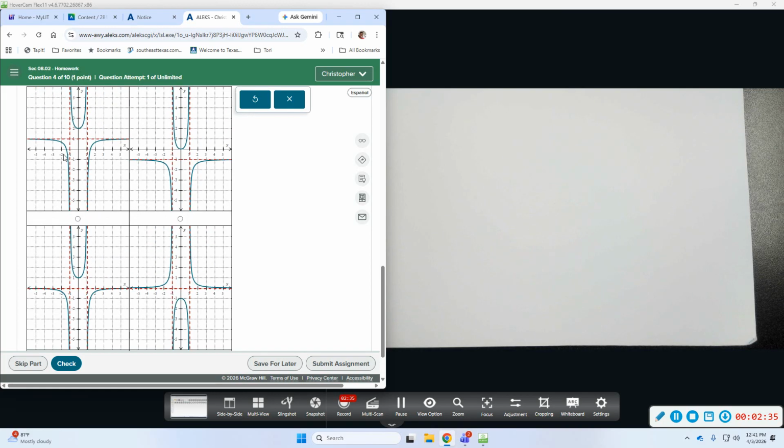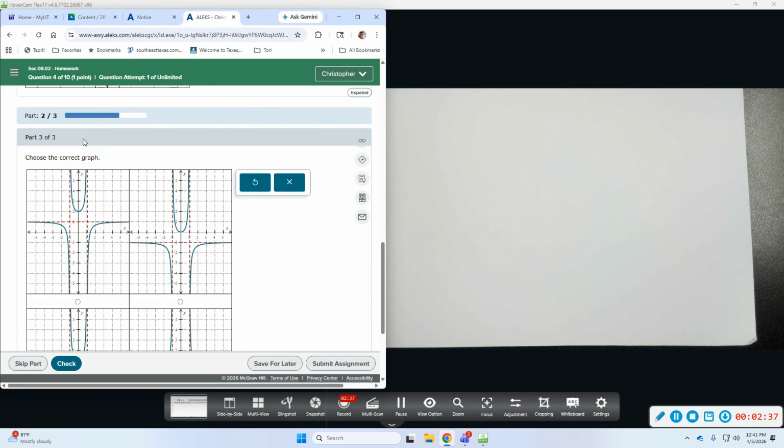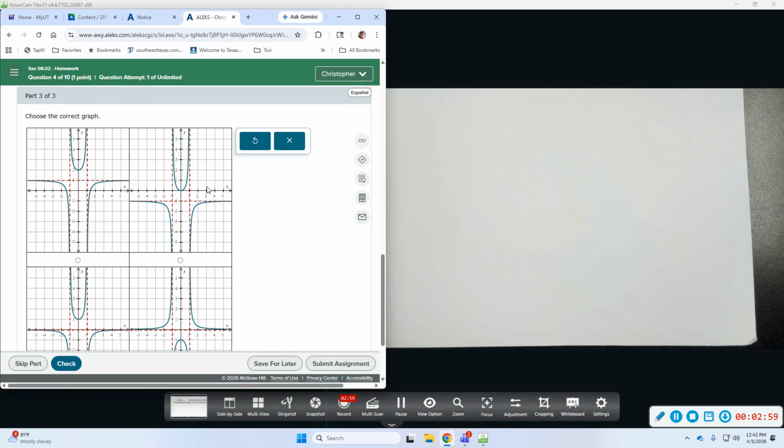So this side is even, this side is even, this works good. Looks like it doesn't go through that point (3, -1/8). So I'm looking for something that's below here. That asymptote is in the wrong spot. So first let's find the asymptote. So it looks like negative 1 and positive 1 are good, but this is not at the axis. This is not at the axis.